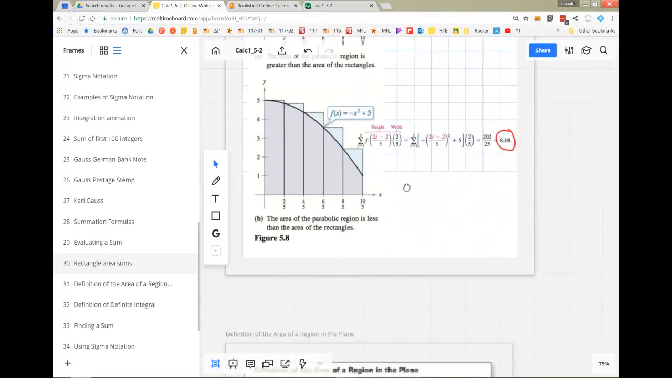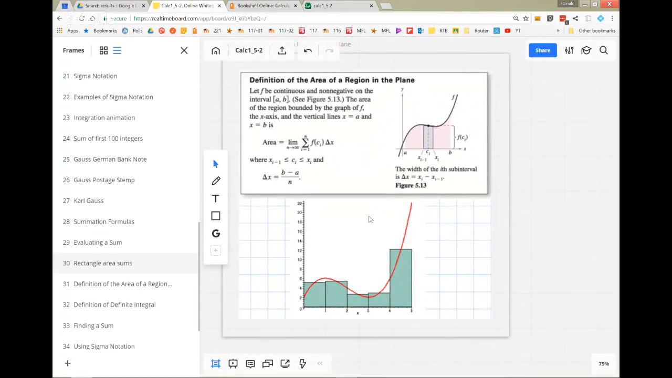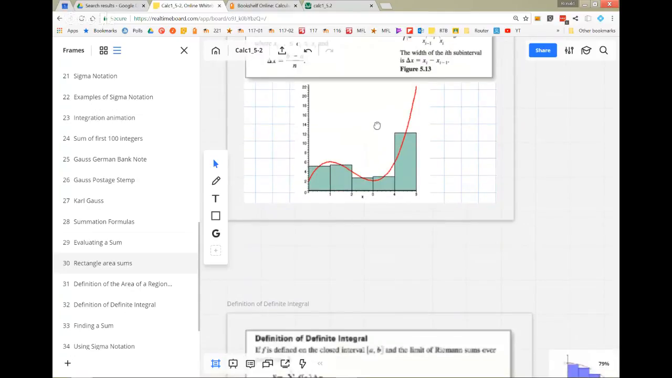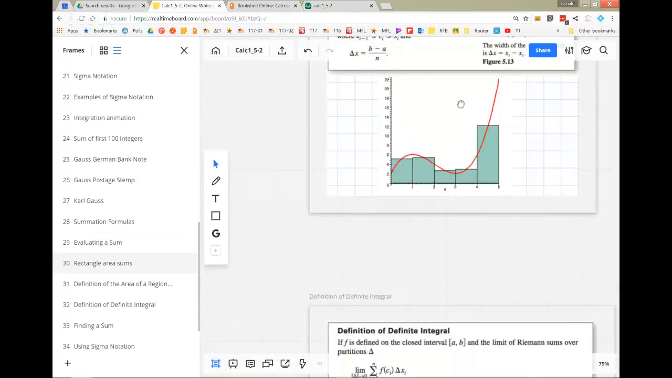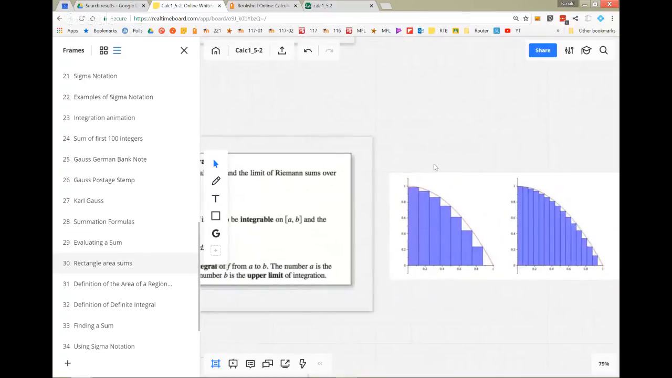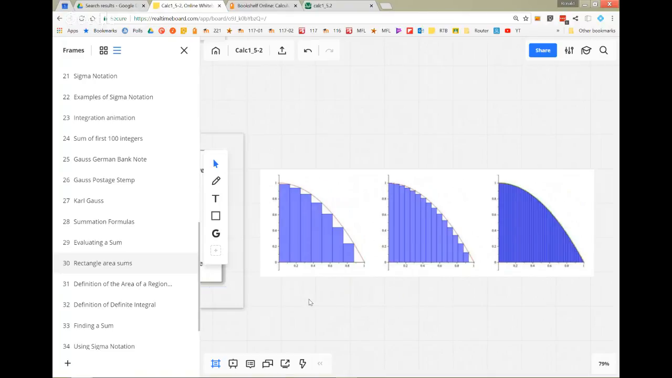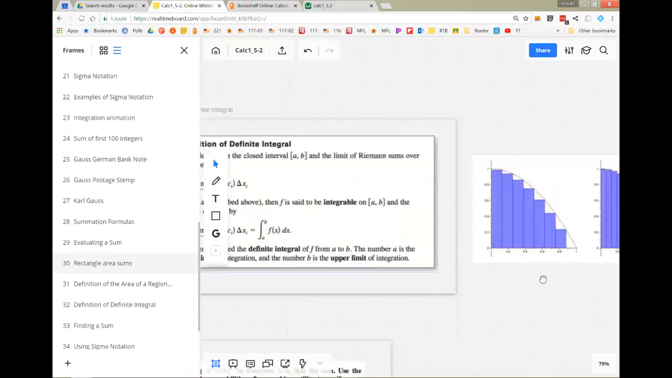Okay, well, the good news is, remember our little demonstration? When you take the number of rectangles and increase them, look, it gets more and more accurate. In fact, the limit as the number of rectangles approaches infinity, you're going to get the perfect answer.